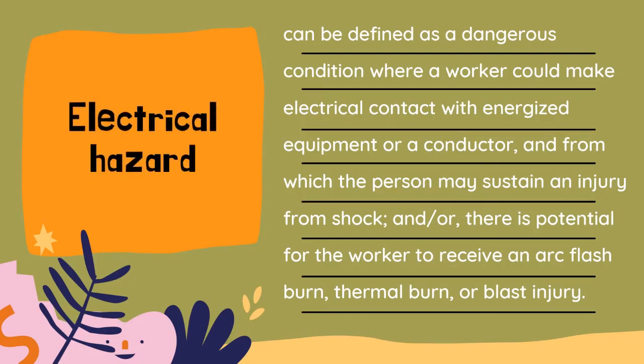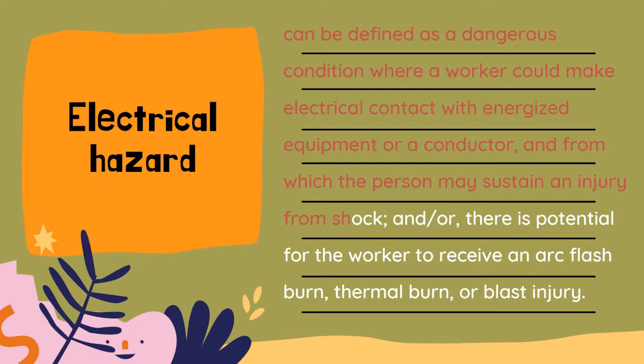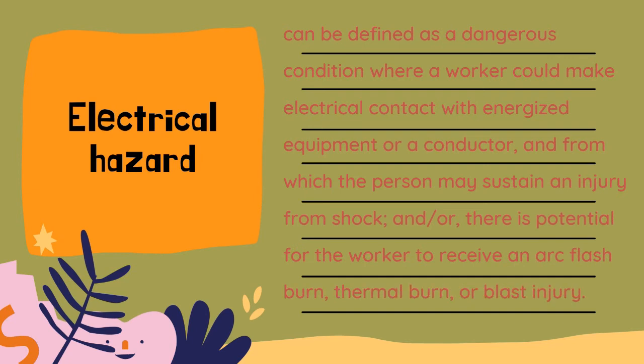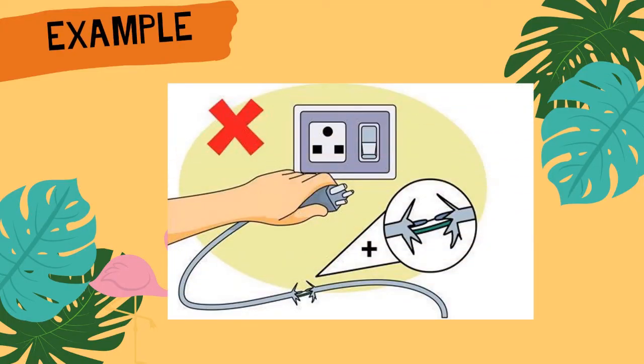Next hazard, we have the electrical hazard. It can be defined as a dangerous condition where a worker could make electrical contact with energized equipment or a conductor, and from which the person may sustain an injury from shock, and/or there is a potential for the worker to receive an arc flash burn, thermal burn, or blast injury. An example of electrical hazard in the photo is the exposed wiring.